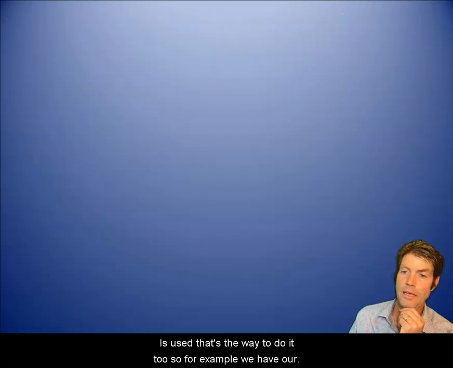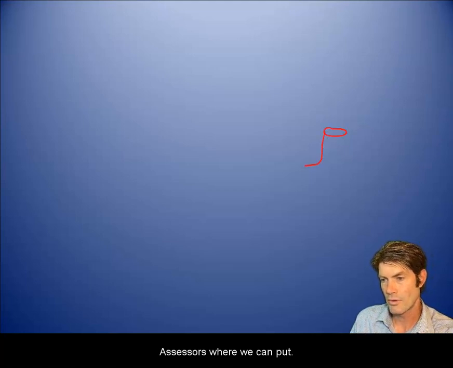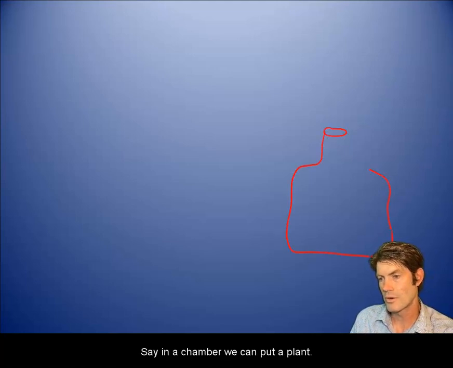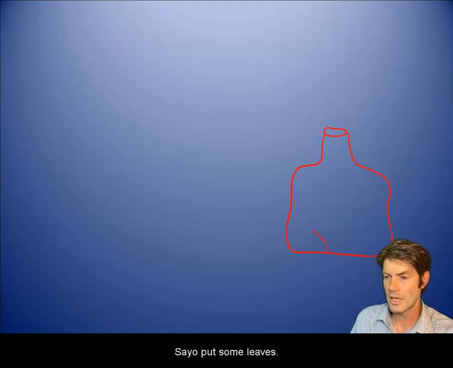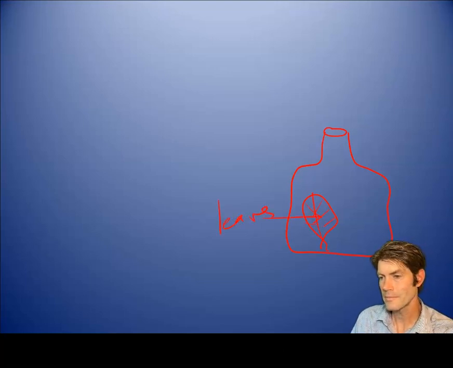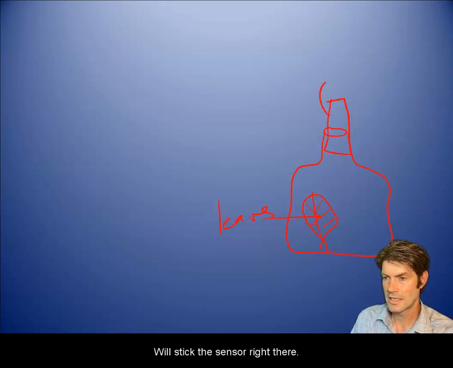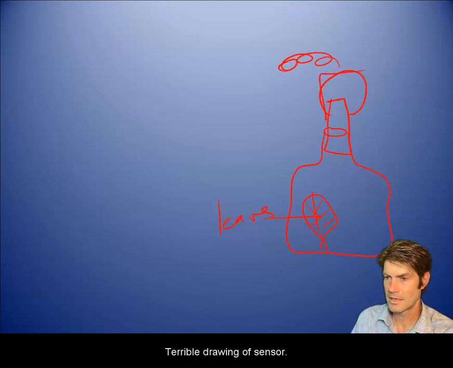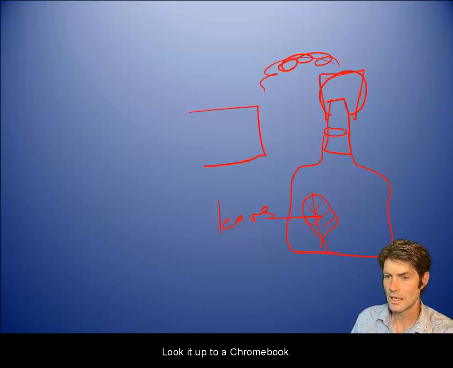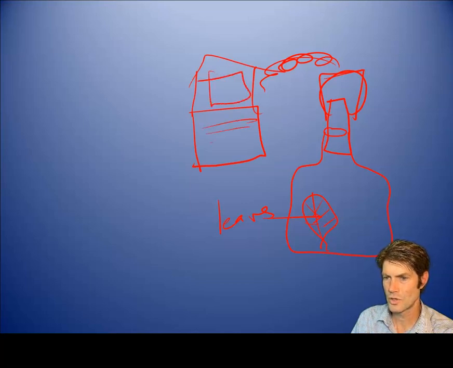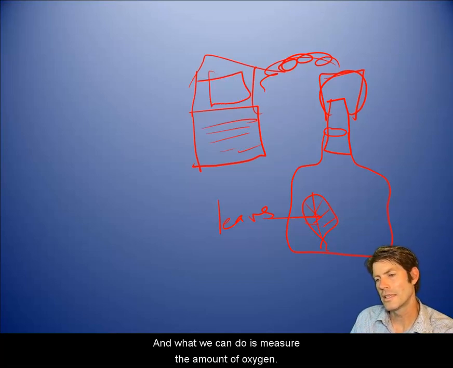So for example, what we have are these sensors where we can put, say, in a chamber we can put a plant. Say we'll put some leaves. This is my version of leaves. So we'll put leaves in a bottle. We'll stick the sensor right there. That's my terrible drawing of a sensor. Hook it up to a Chromebook. And what we can do is measure the amount of oxygen produced.